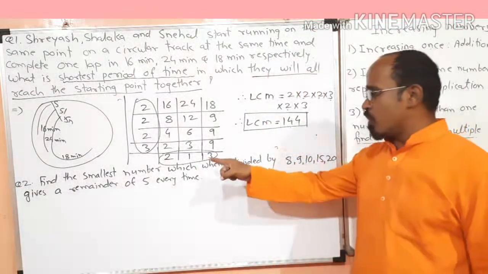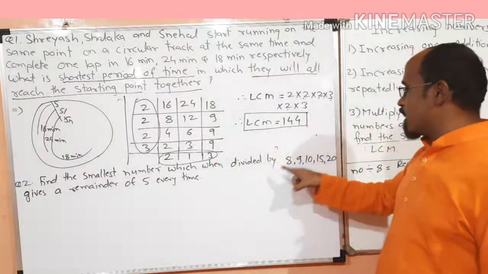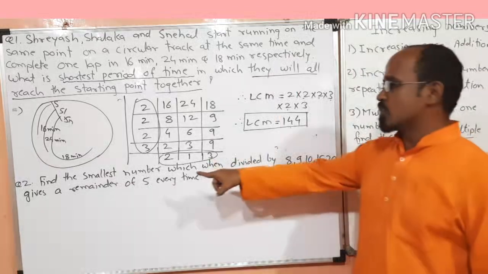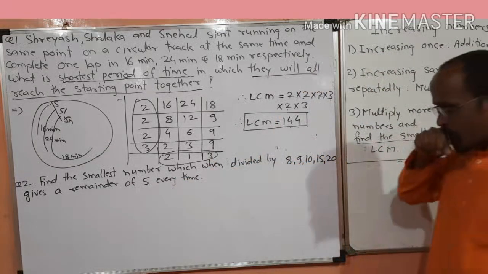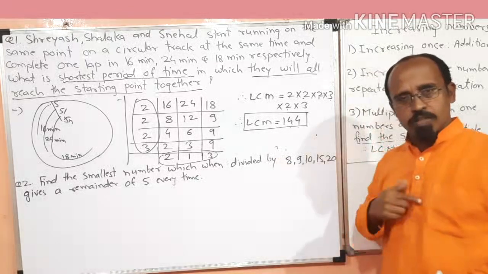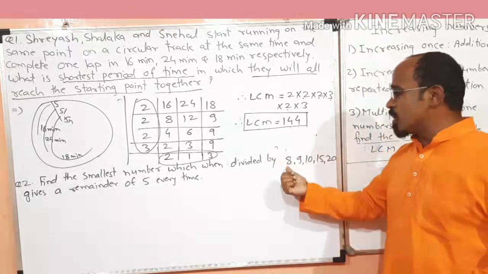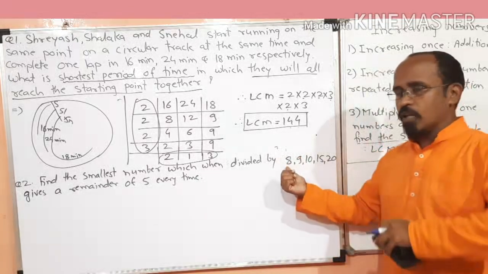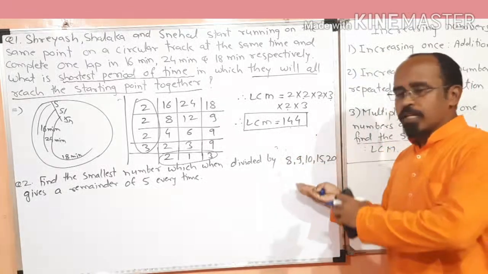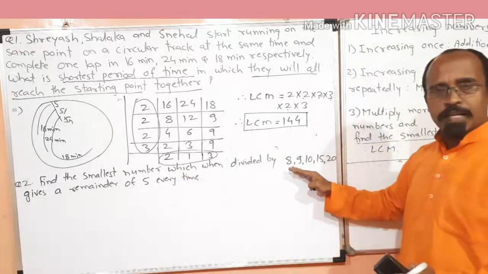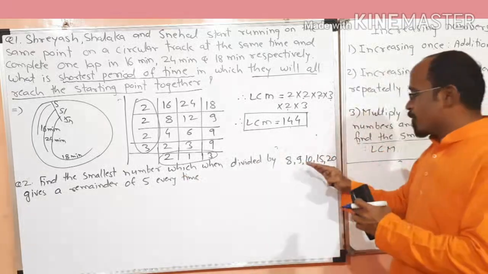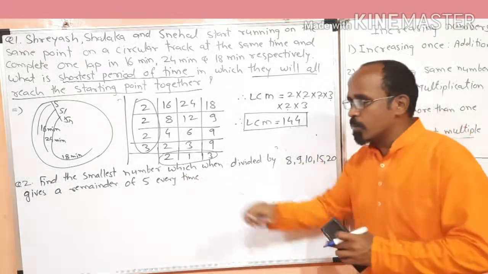The question is: find the smallest number which, when divided by 8, 9, 10, 15, 20, gives a remainder of 5 every time. Friends, in this question there is one number which we have to find. If you divide that number by 8, the remainder will be 5. If you divide that number by 9, the remainder will be 5. If you divide that number by 10, the remainder will be 5.